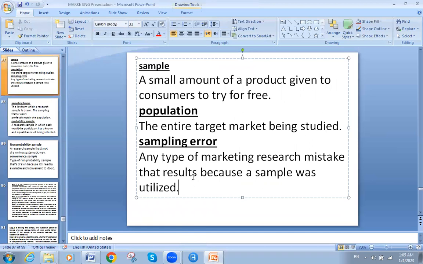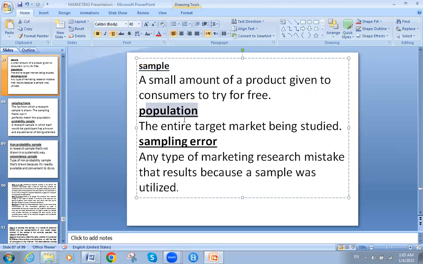The last thing, when we talk about research, we have to talk about the sample. What do we mean by the sample? A sample is a small amount of products given to consumers to try for free. A sample also means the units on which you will do your experiment. Sample means the people whom you will ask in the questionnaire. All these we call a sample, because you will not be able to take all the people in your research. So you take part of them. This part which you take, we call a sample.